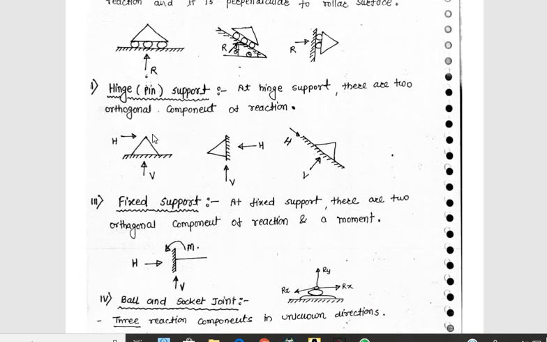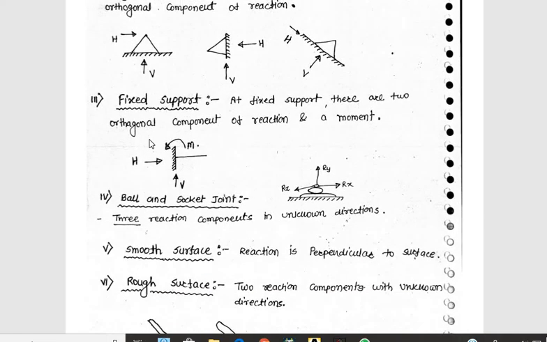Now second is the hinge or pin support. Sometimes it is called a hinge, and another name is pin support. At hinge supports there are two orthogonal components of reaction. At hinge, vertical as well as horizontal reactions come. So at hinge there are two reactions, one vertical and one horizontal, AY and AX. Next is fixed supports.